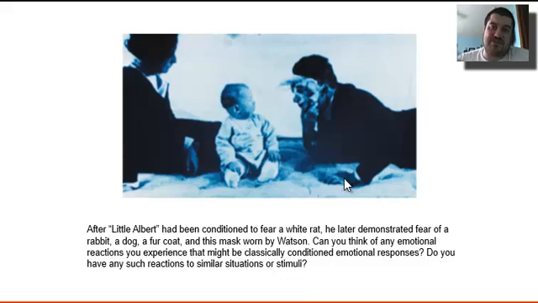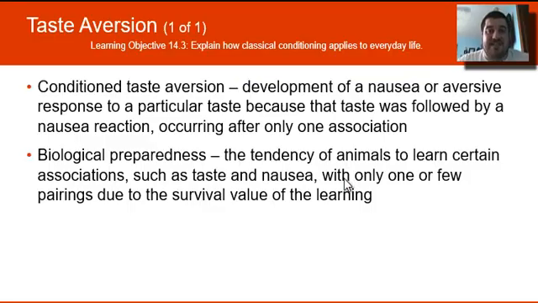And then he also generalizes this to other white furry things. You can see the Santa Claus mask here that Watson is shoving in his face. A white fur coat, a rabbit, a dog. He was generalizing it to all of these things. So very unethical experiment, would not be allowed today, but did give us some insight into basically how conditioning works. And how do we use conditioning today, you and me?